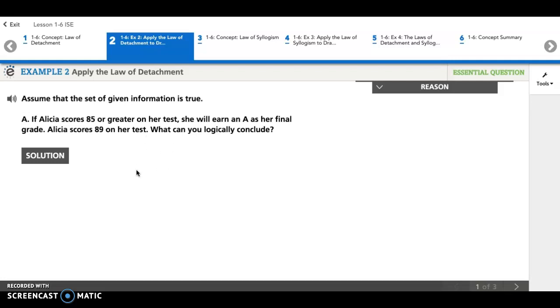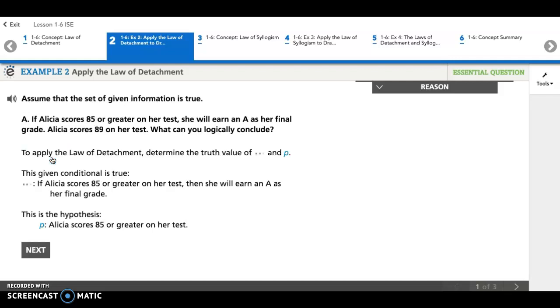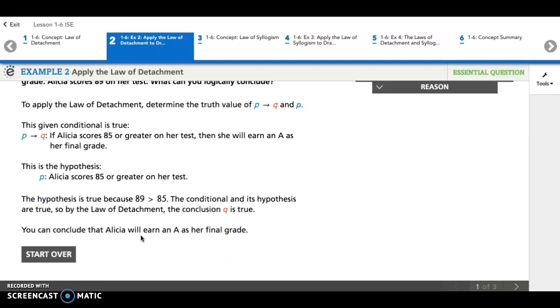So if we apply the law of detachment here and we realize that we have a true statement, we have found out right here that the hypothesis is true. She scored 89, which is 85 or greater. So we have a true hypothesis for our true statement. What we can conclude is that Alicia will earn an A as her final grade.